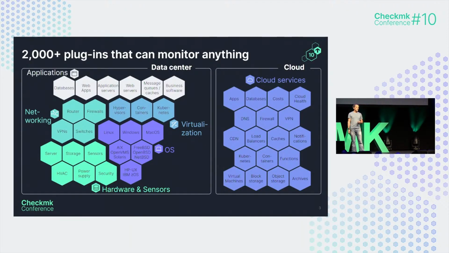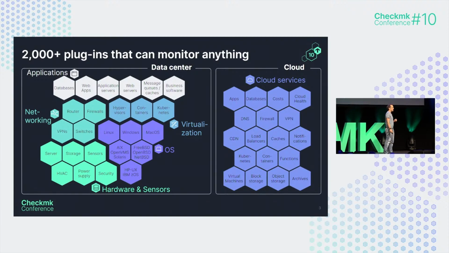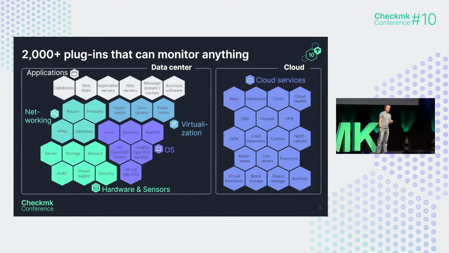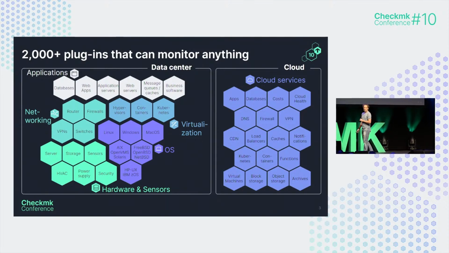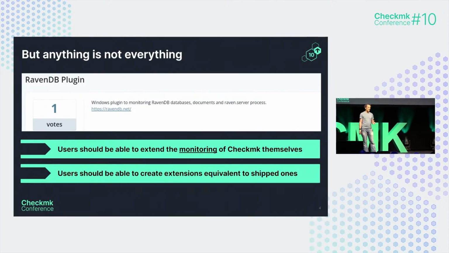So we currently have about 2,000 plugins that can monitor virtually anything. I mean, you've heard a lot already today what we can do and what we are doing, from applications over networking, virtualization, operating systems, hardware, sensors, and the whole cloud world as well, of course. Unfortunately, anything does not mean everything. That's quite an important difference, because there will always be things that are just so niche that we can't offer them as part of the product.